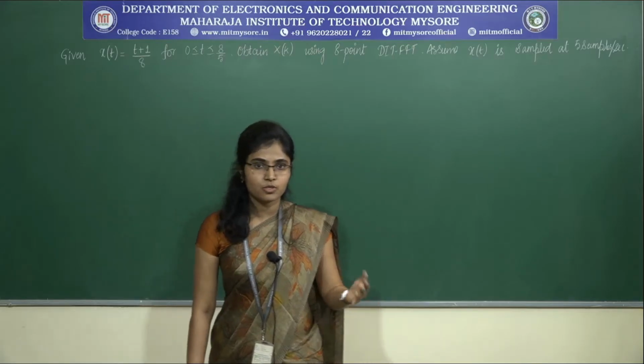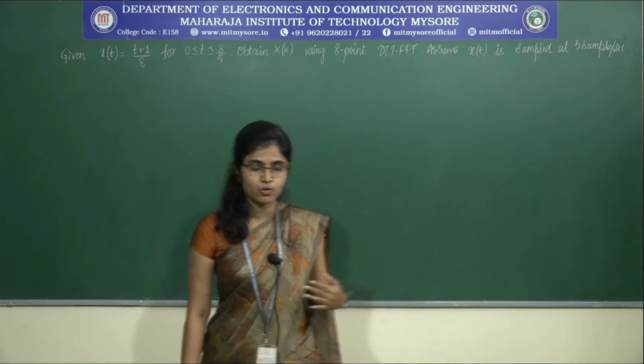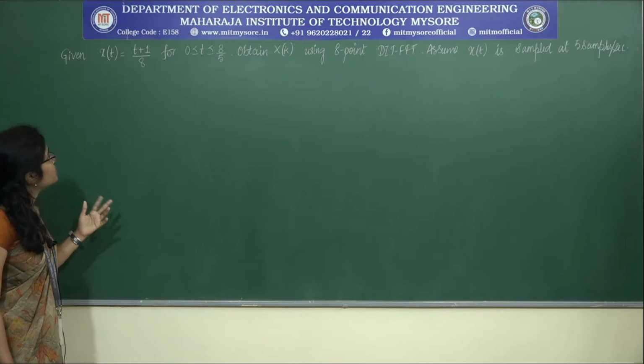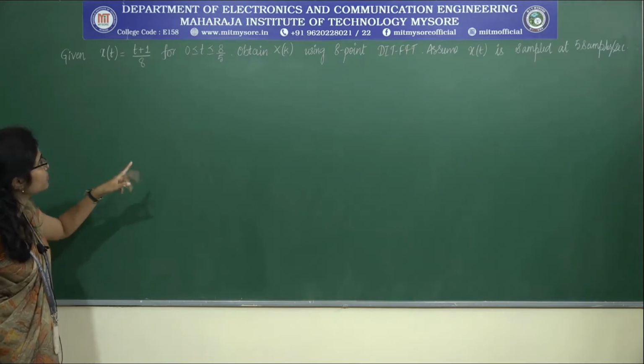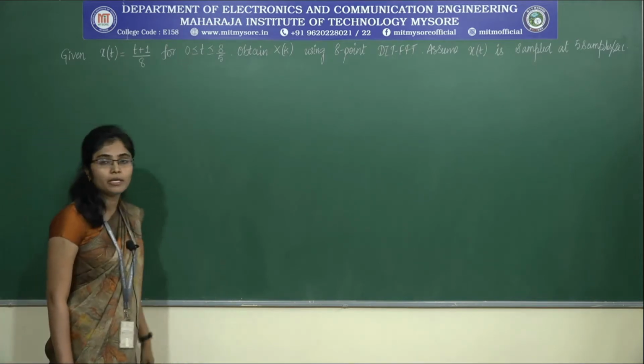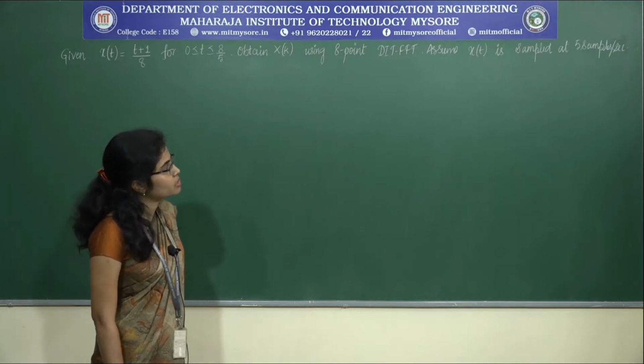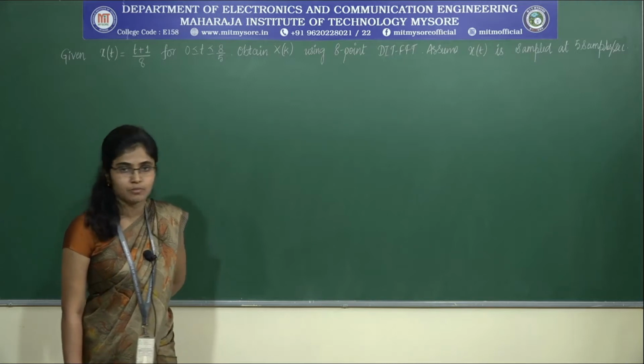So in the previous class we saw one problem on DITFFT. Now let us go on for the second problem. So the question is, given x of t is equal to t plus 1 by 8 for the range of t from 0 to 8 by 5, obtain x of k using 8-point DITFFT algorithm. Assume x of t is sampled at 5 samples per second.